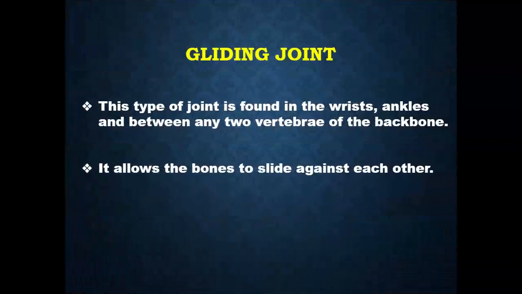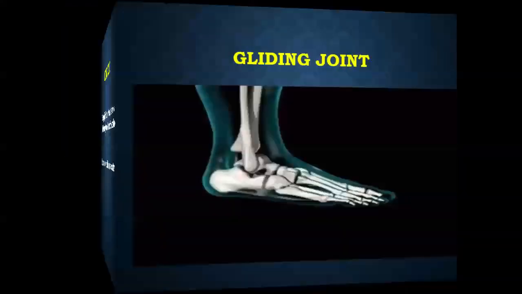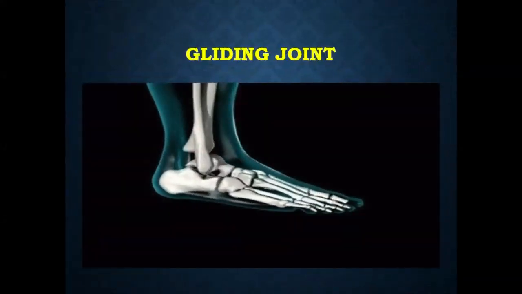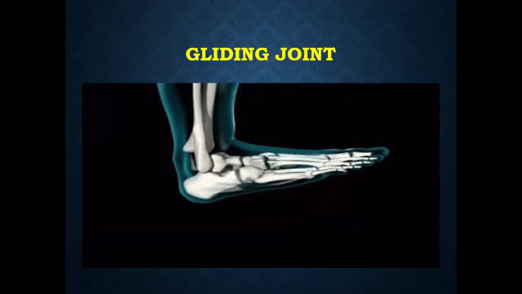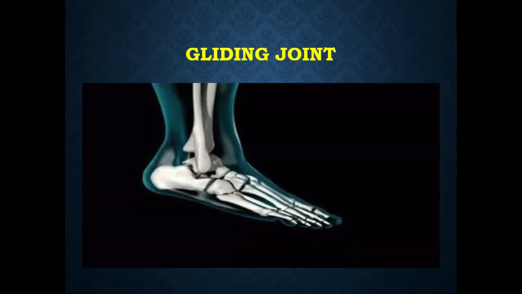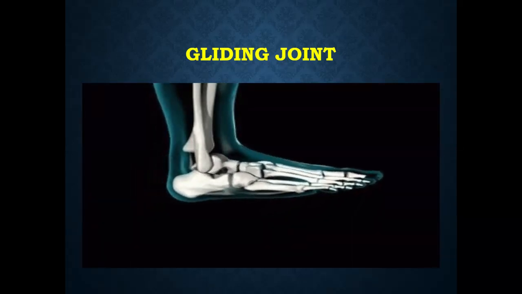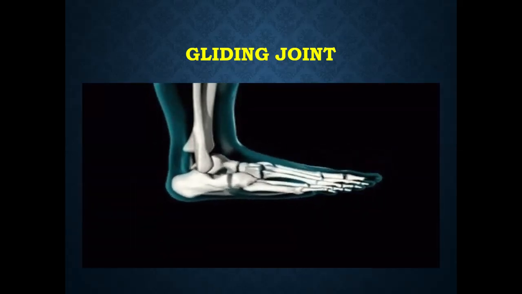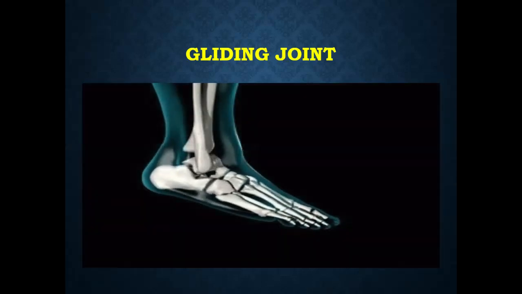Then we have the gliding joint. This type of joint is found in the wrist, ankles, and between any two vertebrae of the backbone. Children, this allows the bones to slide against each other, as you can see in this picture. You can see how the bones are sliding against each other in your ankles. So this is about the gliding joint.